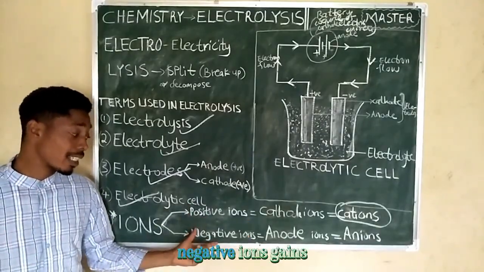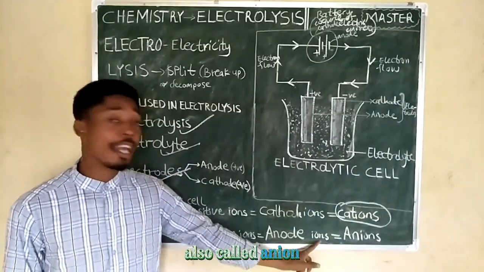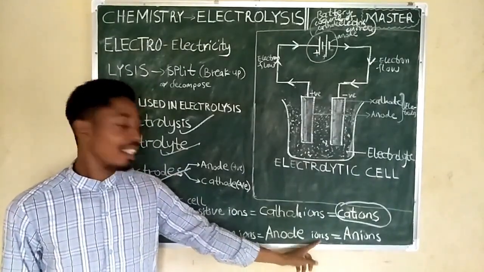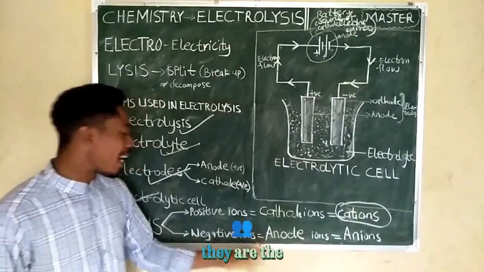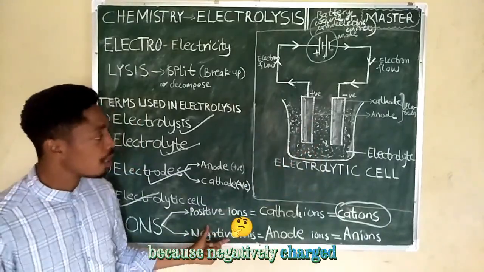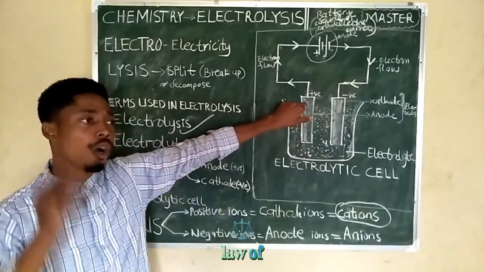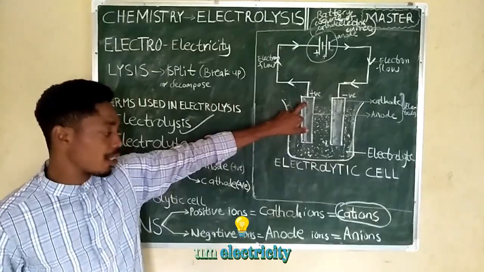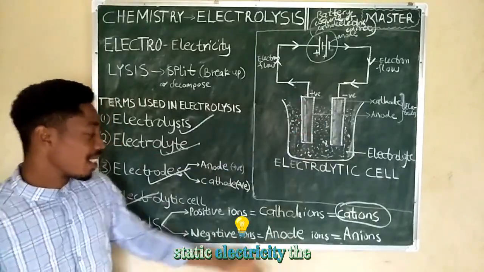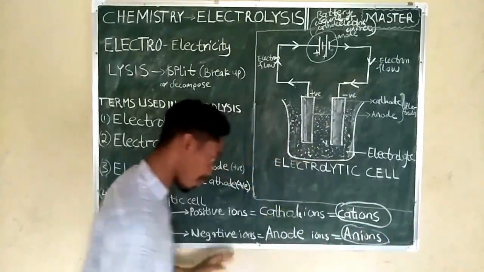Because it loses electrons. Negative ions gain electrons. Negative ions are also called anode ions. The anode ions are the ions that move to the anode, because negatively charged ions move to the positively charged electrode, to obey the law of static electricity. The most conventional name is anions.